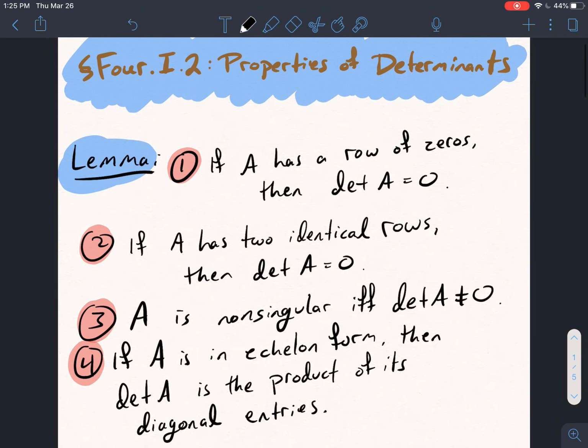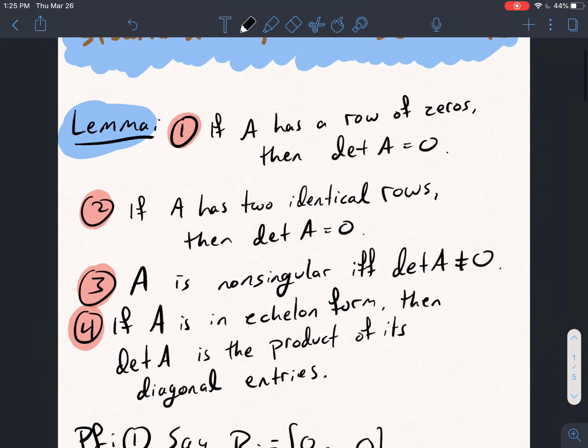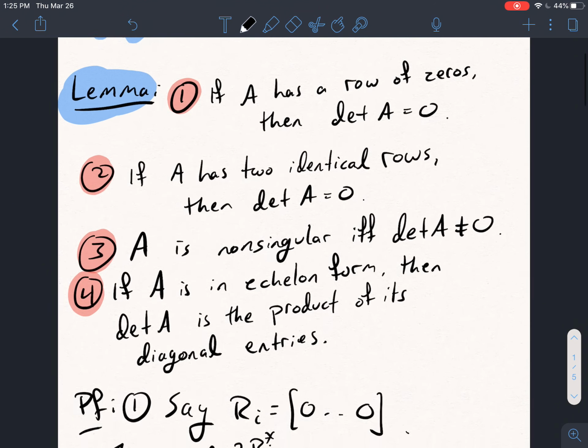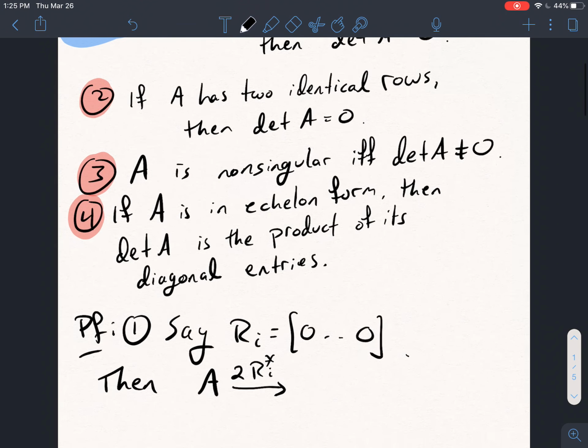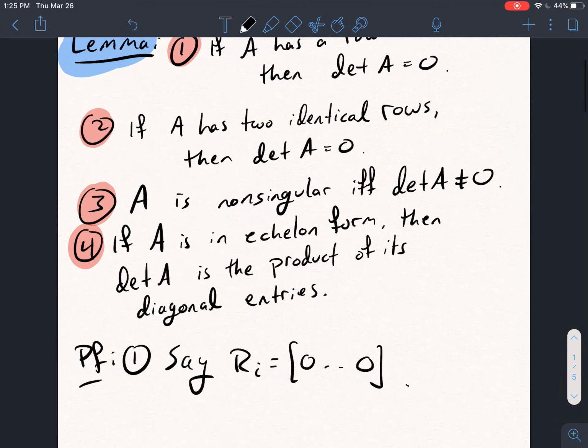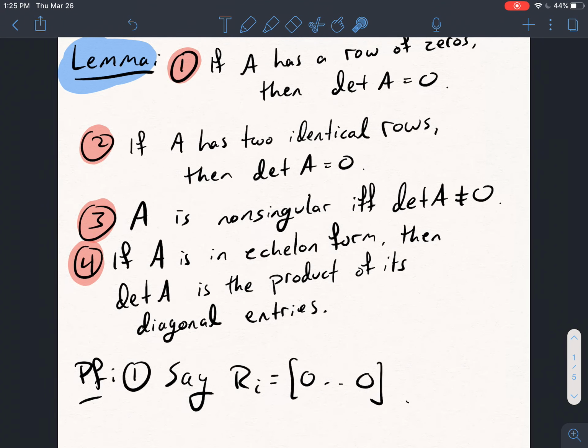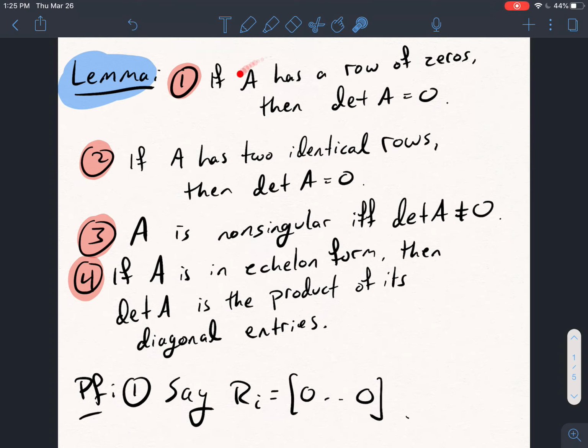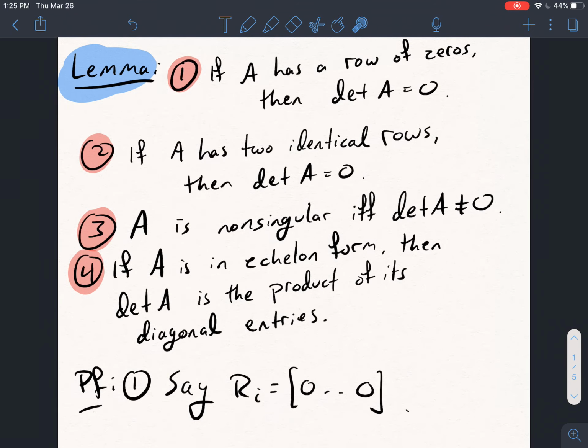Okay, so let's talk about why this lemma is true. Let's talk about the proof of the first one. So A has a row of zeros, and we want to show that the determinant is equal to 0. So let's say that row i is that row of zeros.